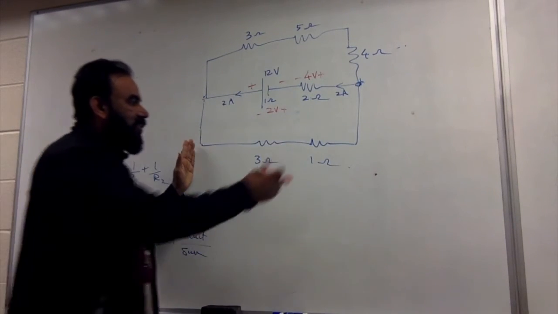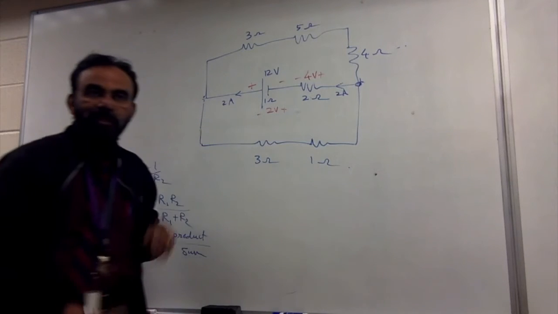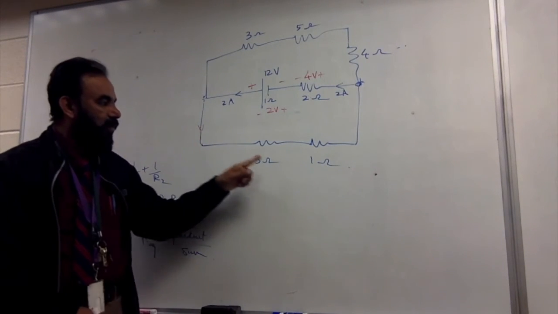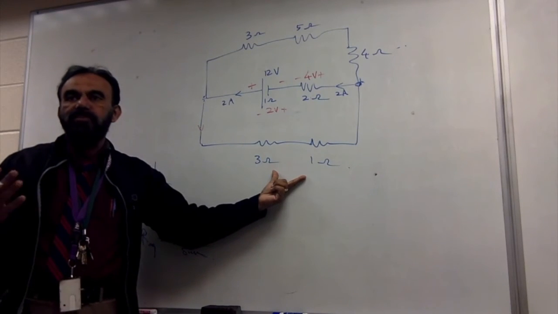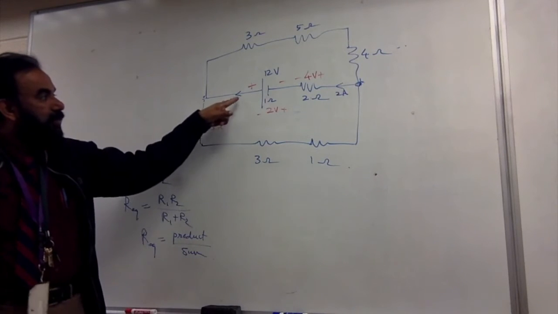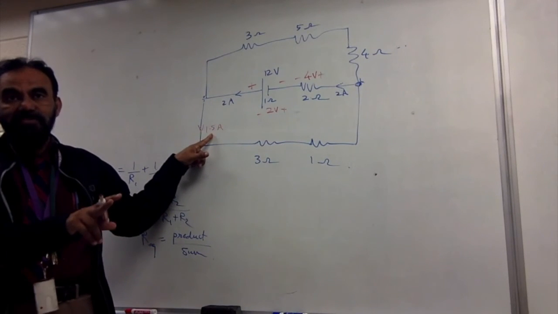So imagine you apply 6 volts to 4 ohms. How much current will go here? 1.5. 6 volts, you're connecting to 4, so it'll be 6 over 4, which is 1.5 amperes. So out of 2, 1.5 amperes runs in this direction.